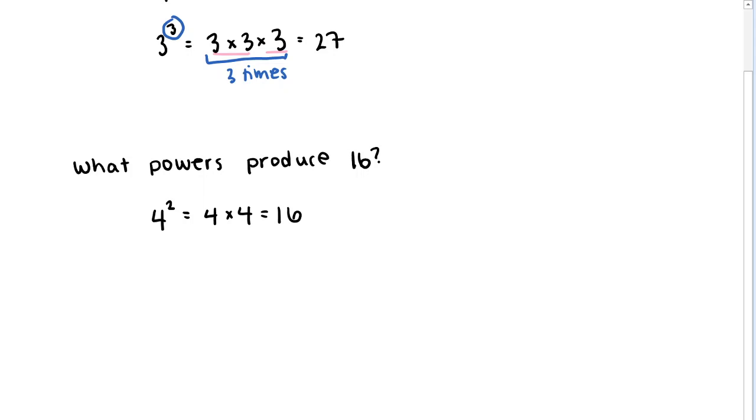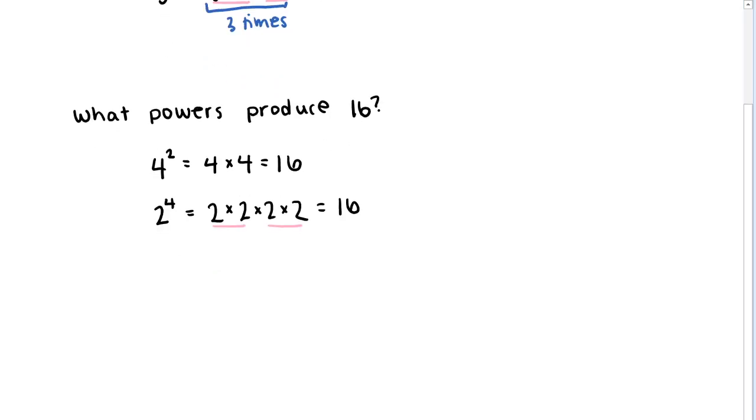And then a similar example is 2 to the power 4, right? 2 to the power 4 tells us to multiply 2 to itself 4 times: 2 times 2 times 2 times 2. And you can notice here that 2 times 2 is 4, 2 times 2 is 4, and together that would give us 4 times 4 is 16.